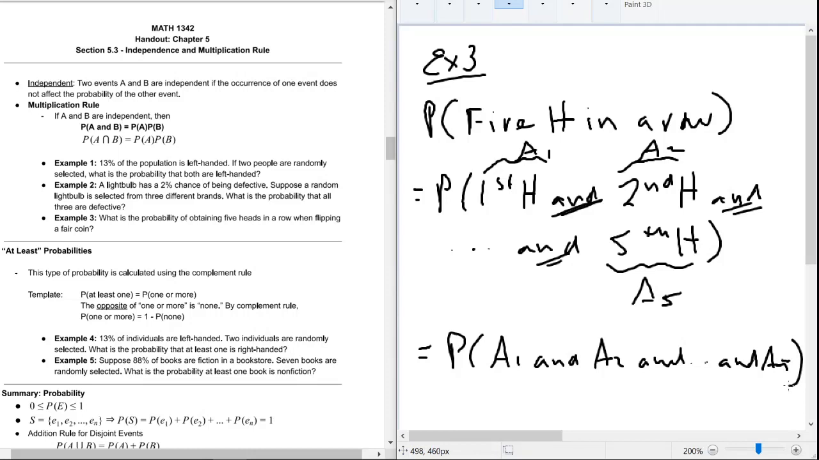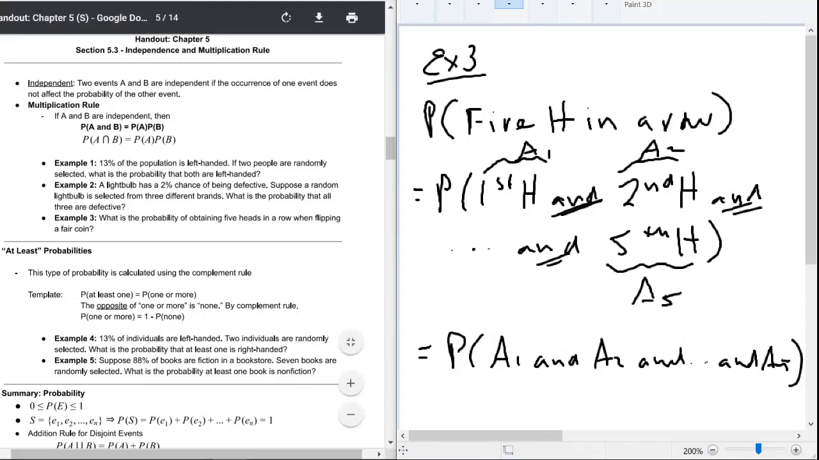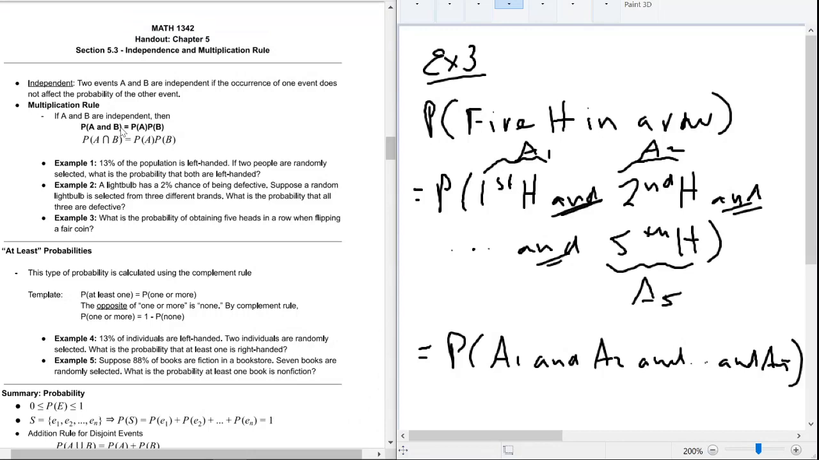Similar to before, for the keyword and, we have a formula for it. We can expand this multiplication rule into 5 events. It's multiplying the individual probabilities only if we have independence.